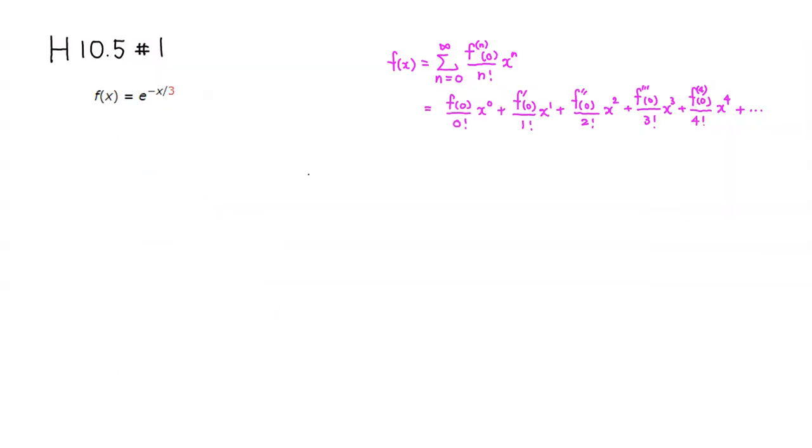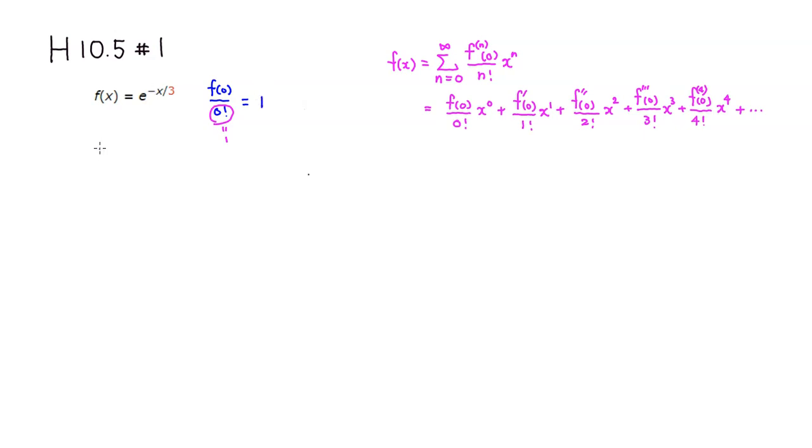First term, we want to compute f of 0 over 0 factorial. Remember that 0 factorial is defined to be 1, so this is just going to be 1. So we just have to find f of 0. f of 0 would be e to the 0, so this is going to be just 1.